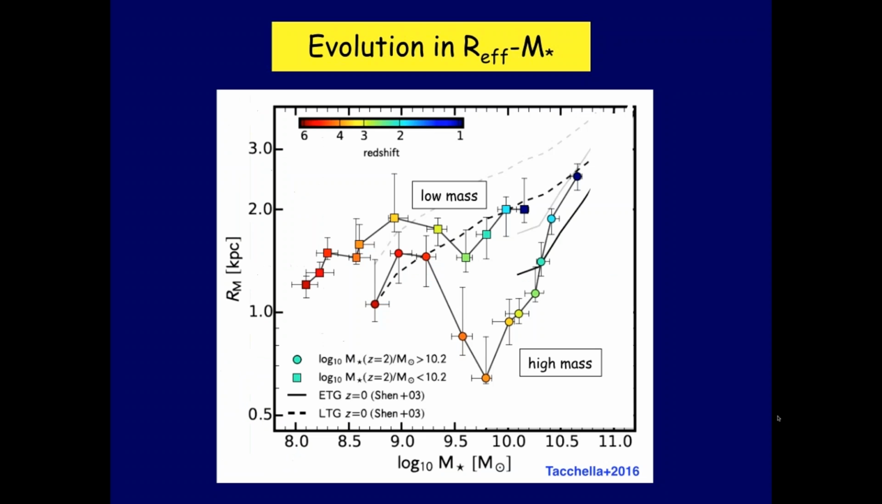So the more massive galaxies follow this bottom curve. The color codes redshift. So red is redshift of about 5, and then orange is redshift of about 2.5, about 3.5.